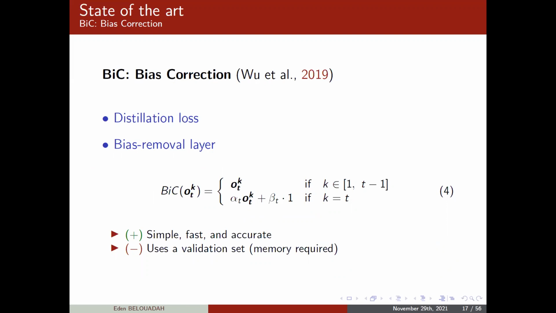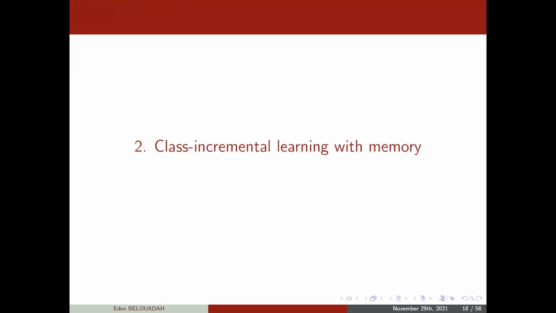However, it has two main drawbacks. First, it requires validation sets to estimate the calibration parameters. It means it is dependent on a memory of the past. And the other drawback is that it treats all the past classes the same, and it assumes that the forgetting happens in the same way in all the past classes, and this is not necessarily the case.